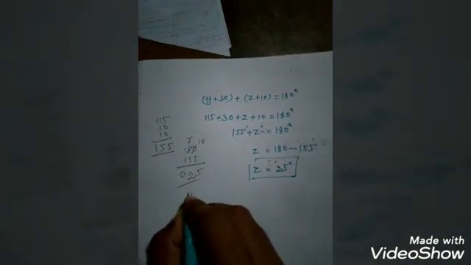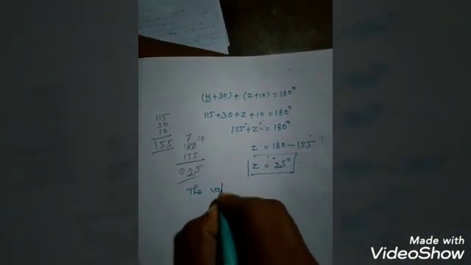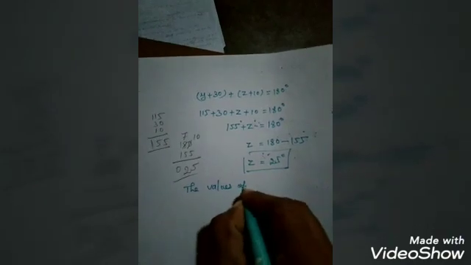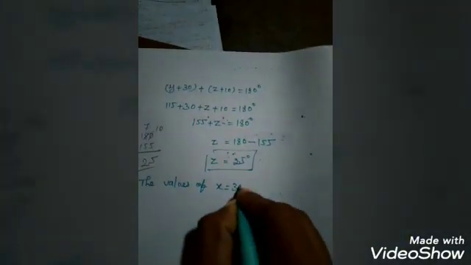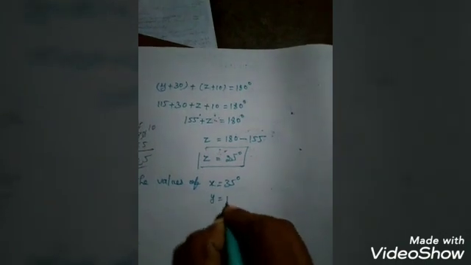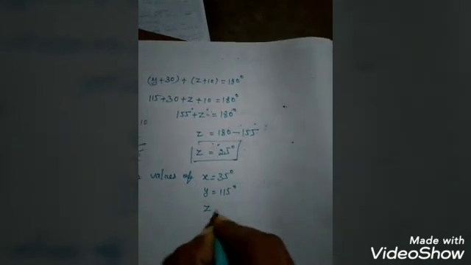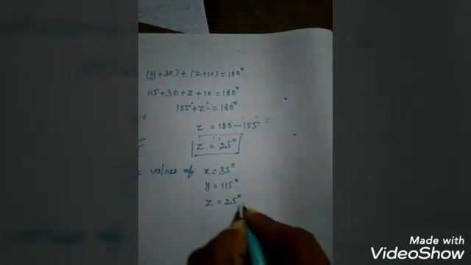Okay, so the values: x is equal to what? x equal to 35 degree, y equal to 115 degree, z is equal to 25 degree. That's all. Do you understand this sum?